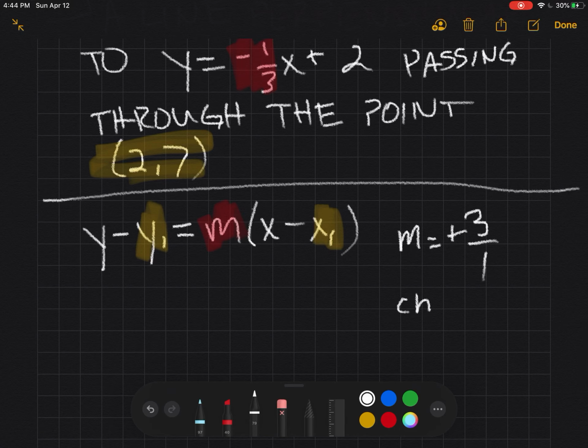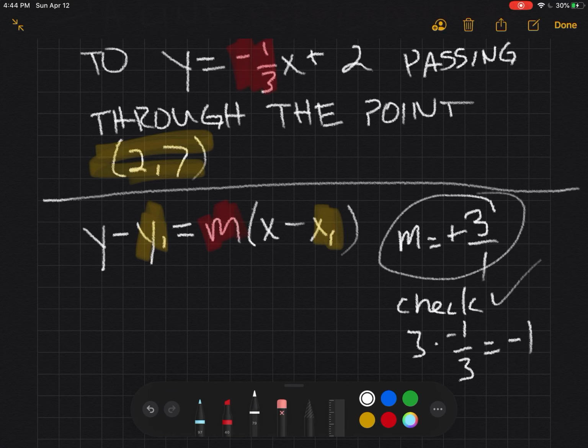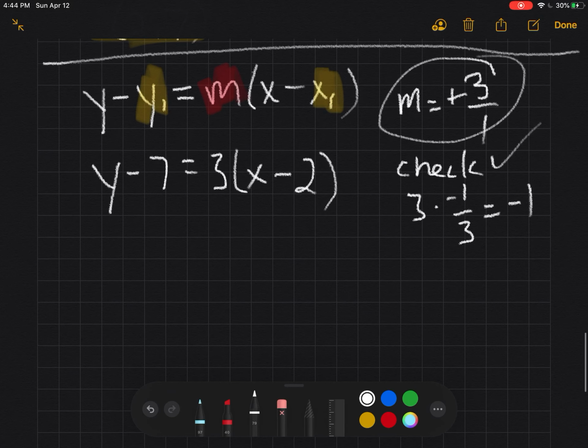So first we take the reciprocal and flip the fraction over. Then we take the opposite sign. We have negative 1/3, so instead we want this one to be positive. And then I always check my work. I take 3 times negative 1/3, and if I do that out, I do get negative 1, so I know I'm good. So this is the slope my line should have. And then I'm ready to plug in here. I would say y minus 7 equals 3 times x plus 2. Oops, not plus 2, minus 2.